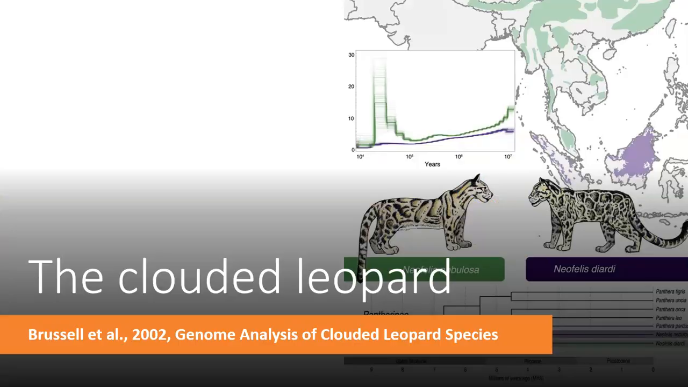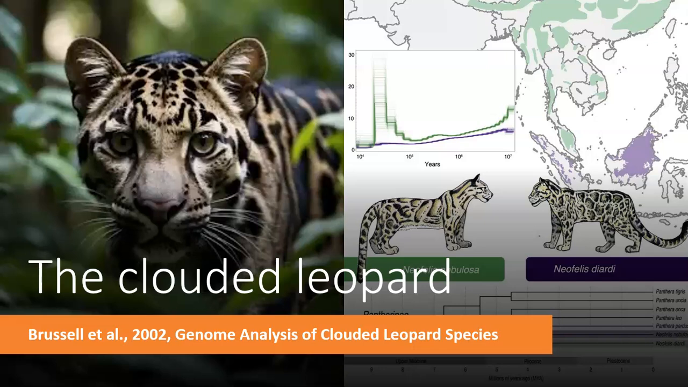But let's compare the sandcat to the clouded leopard, as we can see here. This is an image taken from Brussels et al. They analyzed the genome of 2 clouded leopard species, and in this case, there are 2 clouded leopard species on the left and on the right, in green and in purple. Neofelis nebulosa, the clouded leopard, and Neofelis diardi, which lives in Borneo and these island areas, Sumatra. They're different in shape and size and in the arrangement of their spots, and researchers now classify them as separate species.